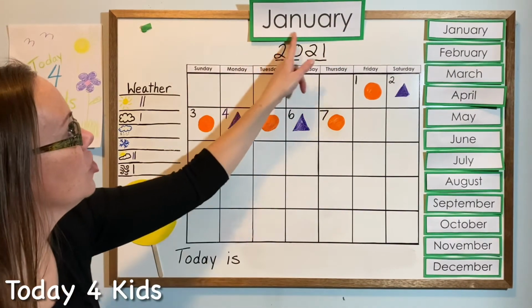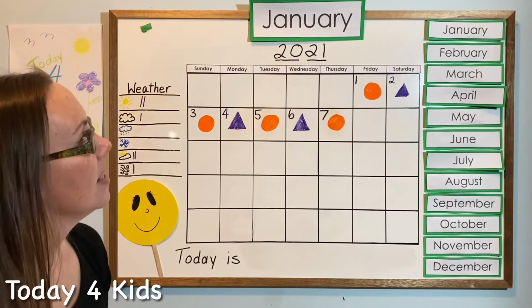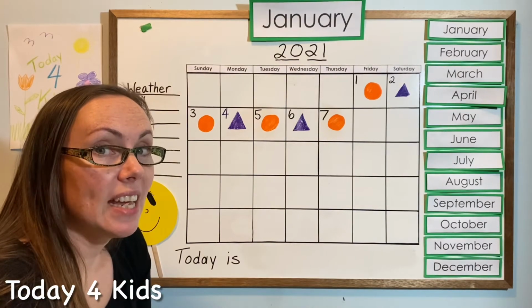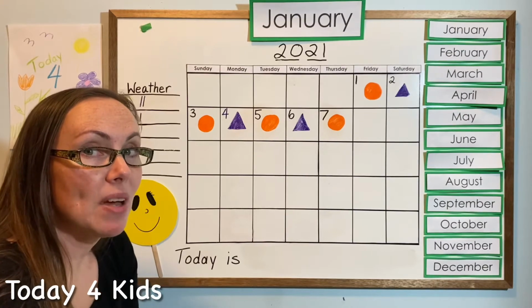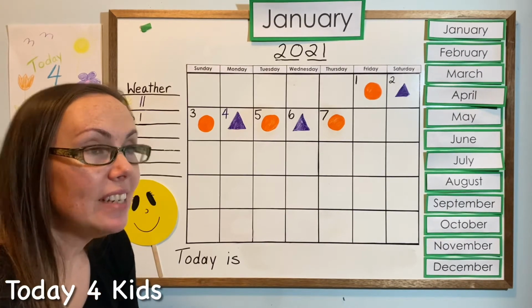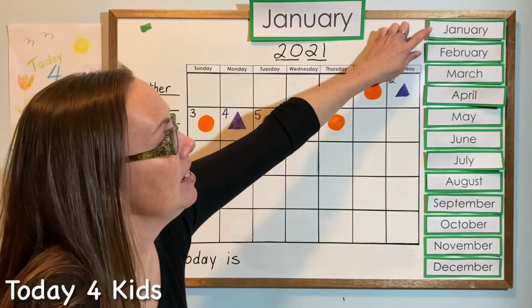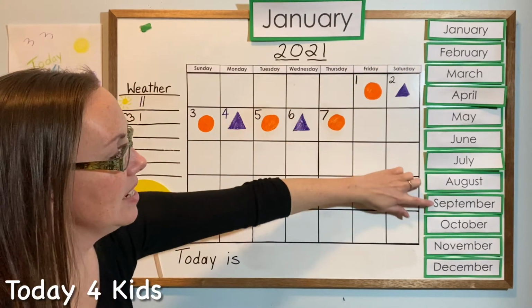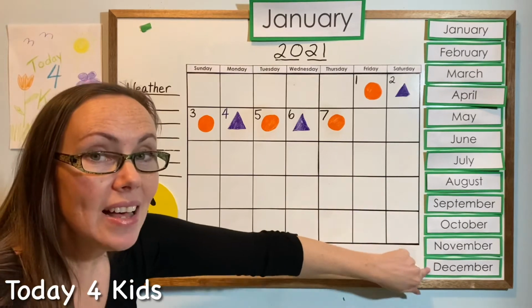Good job. January. How many months are in the year? Do you remember? More than there are days. There are 7 days. And how many months? Should we count them up and see? Start at the top. Ready? 1, 2, 3, 4, 5, 6, 7, 8, 9, 10, 11, 12.